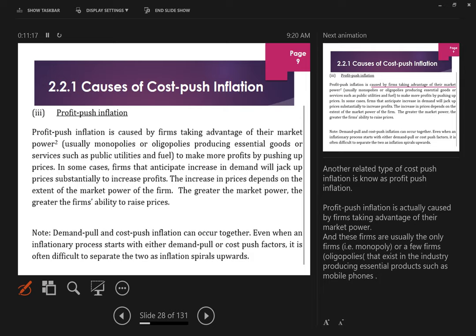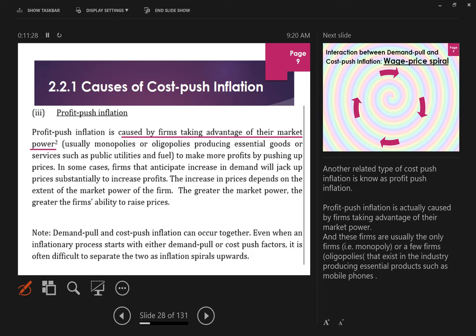There's another type of cost push inflation which is termed as profit push inflation. This is usually the case where firms try to take advantage of their market power. What they do is try to make more profits by pushing up prices. Why is it that they want to push up prices? Because they want to maintain or at least have a certain amount of profits that they have in mind. This usually only happens when the firm has some significant market power. So the greater the market power, the greater the firm's ability to raise prices. This is what we term as profit push inflation.